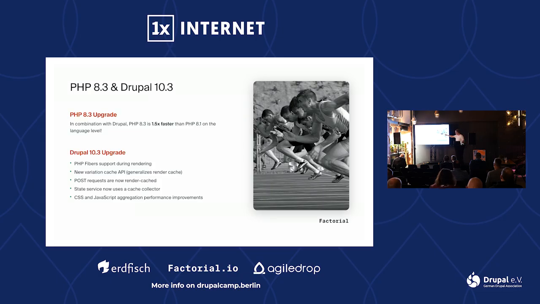So this was not necessarily in 10.3, but we had a lot of performance improvements also in core since Drupal 10.0 until the recent version. So for example, PHP fibers support doing rendering. Right? We are doing the rendering in parallel, more or less. Then we have the new variation cache API. This generalizes the render cache. Then for forms, post requests are now render cached. We have a state service that uses a cache collector. And then a little bit of pain with the last one, but the CSS and JavaScript aggregation are also in Core now.